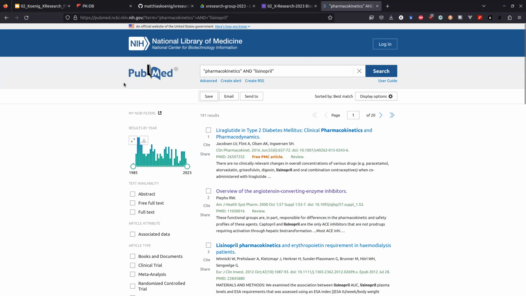Part of the work is then getting the PDFs. It's the next step. Often you have access via the universities, so we basically retrieve the PDFs automatically, or otherwise we try via different methods to get access to the PDFs.